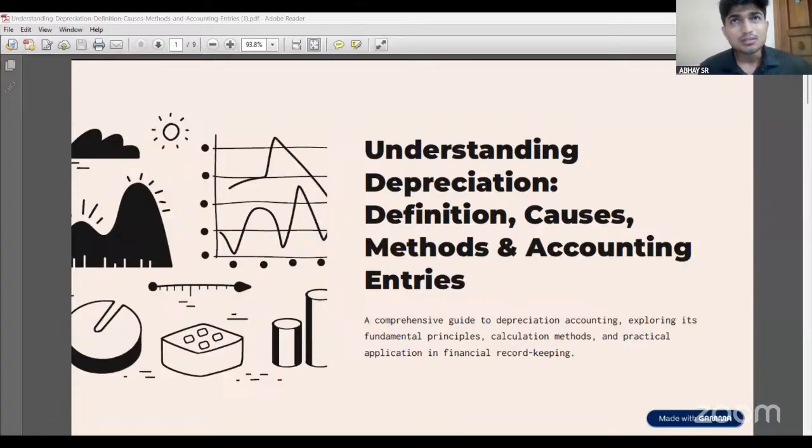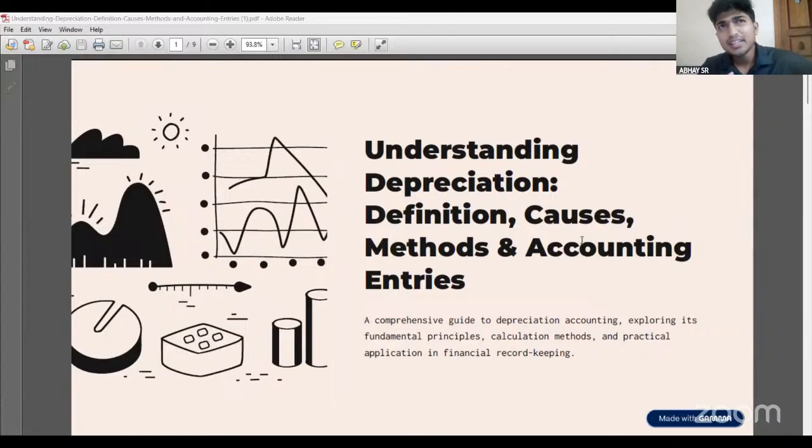So hello everyone. I'm Abhay, and today we are going to learn about something that every business deals with. That is depreciation. You must have noticed that the value of our phone, our bike, be it our car, over time the value gets reduced. That is depreciation.